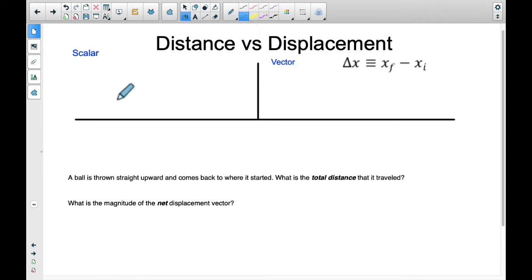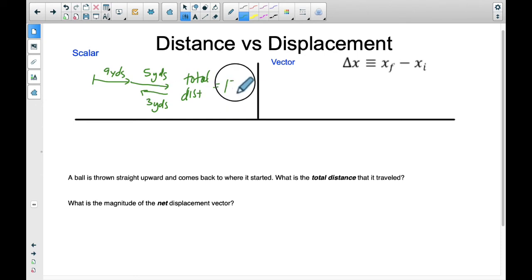Okay, so for distance, the Kansas City Chiefs are running a play. On the first play, they run 9 yards. Then on the second, they run 5 more yards. But then they actually lose 3 yards. Well, what is their total distance? Their total distance is how far the football traveled. The football traveled 9 and then 5, which is 14. And then the football traveled 3 more yards. It traveled a total of 17 yards.